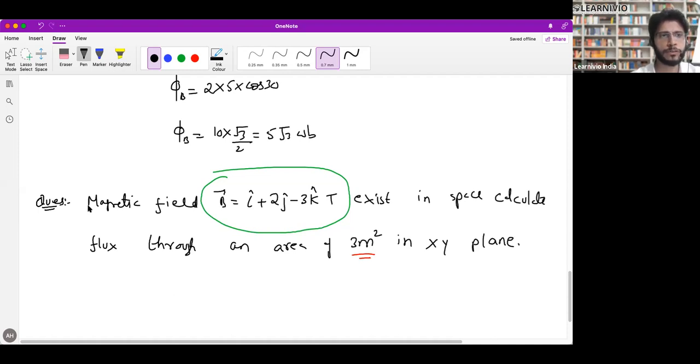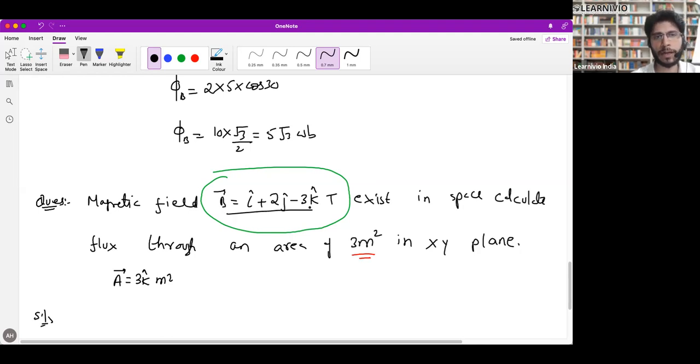So, Nazira, your area is in the XY plane. So what should be the direction of the area? If an area is in the XY plane, then what is the Z axis, right? Sorry, the Z axis. Area is always perpendicular to the plane. So if your plane is XY, then the direction of area will be along the Z axis. So the area vector is 3k cap meter square.